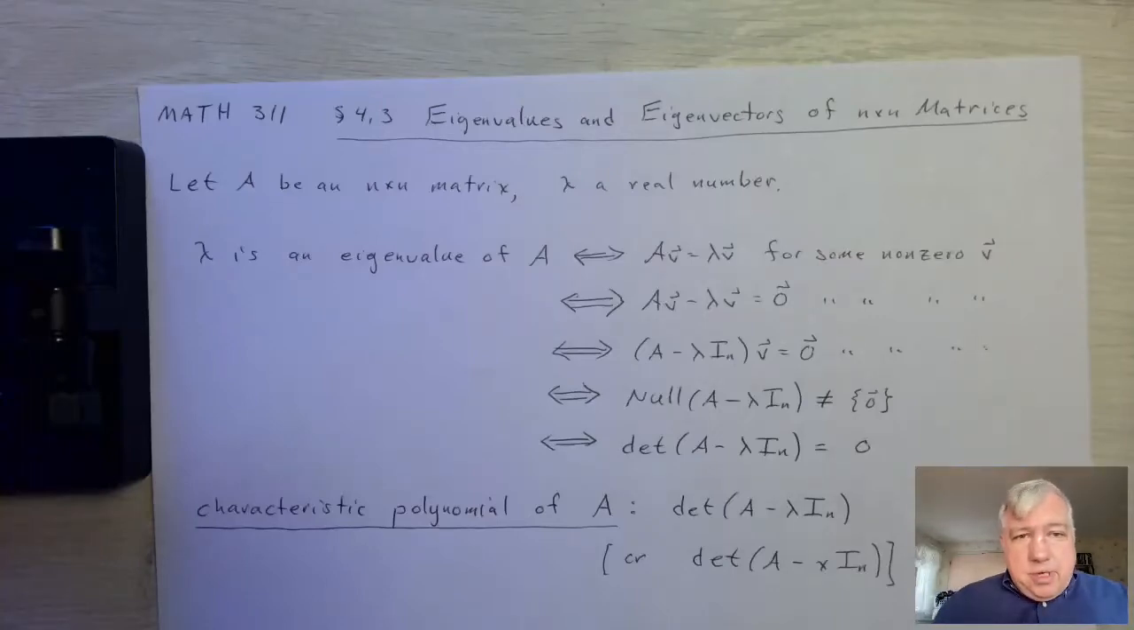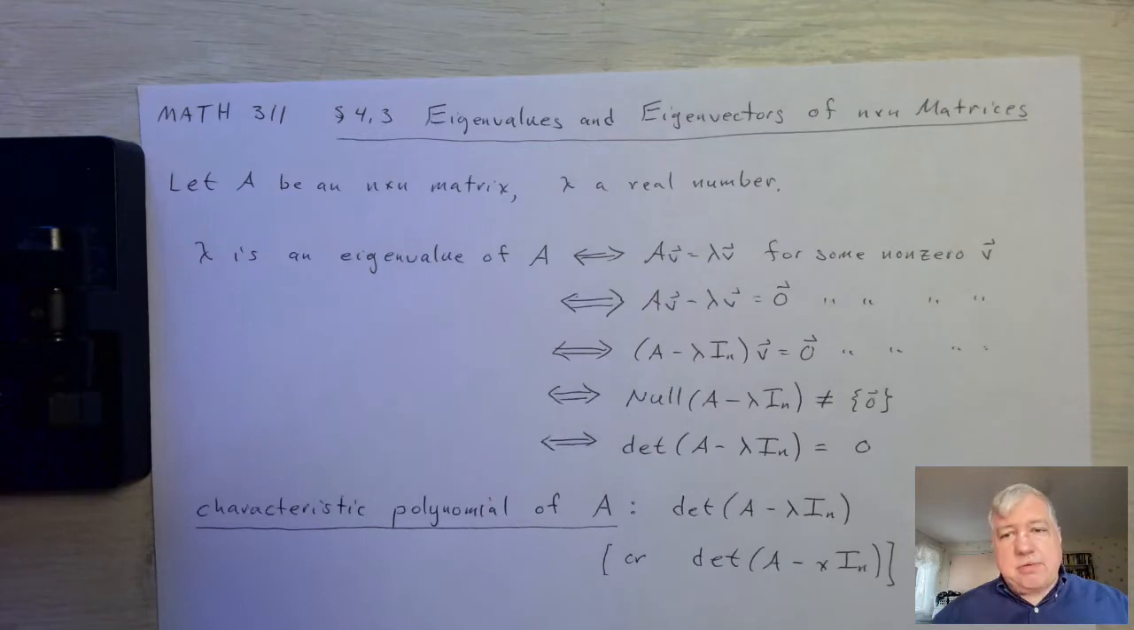This lecture is part 1 of section 4.3 from Math 311, a course on linear algebra from Western Illinois University. And the topic is eigenvalues and eigenvectors of n by n matrices. So in this section, we're basically going to be generalizing what we did with 2 by 2 matrices.